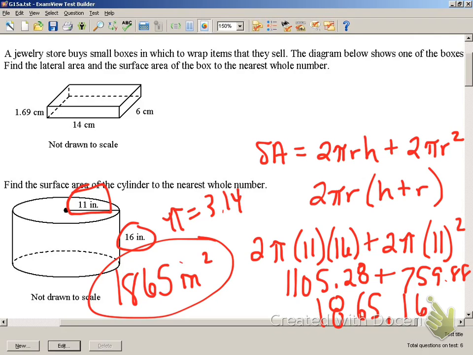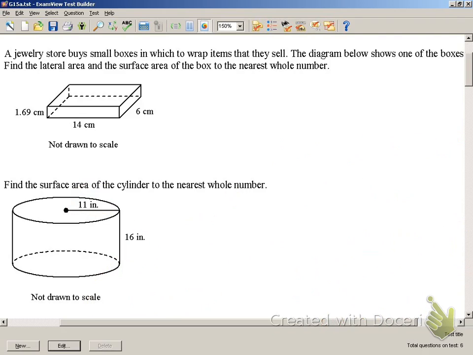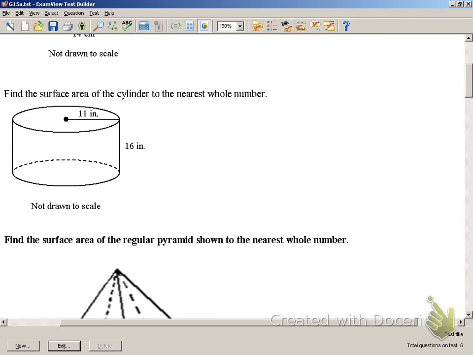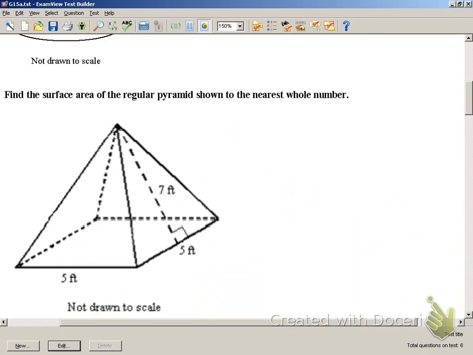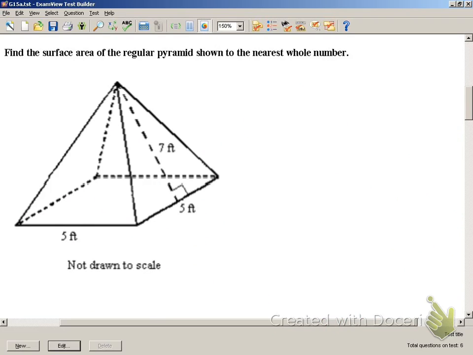Let's go to number 3. Number 3 says find the surface area of the regular pyramid shown to the nearest whole number. So the formula for surface area of a pyramid equals perimeter times the height divided by 2, because each one of these sides are triangles. We see that.